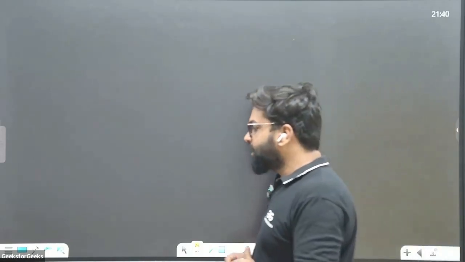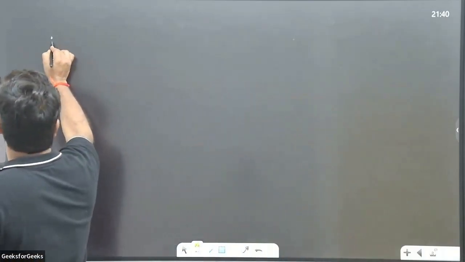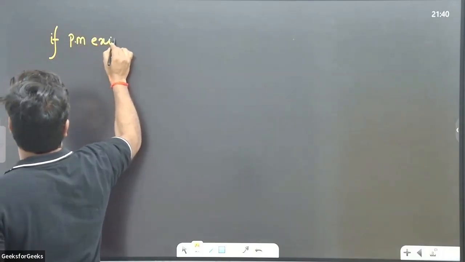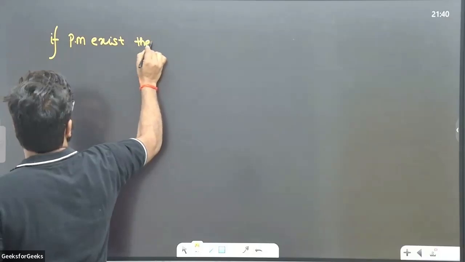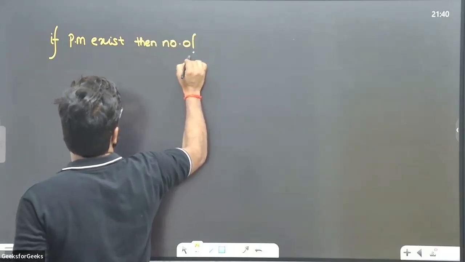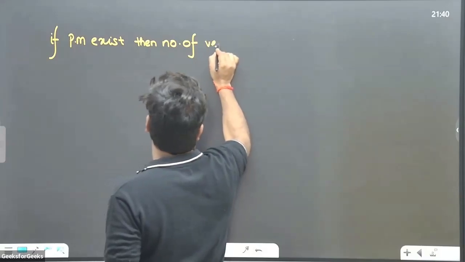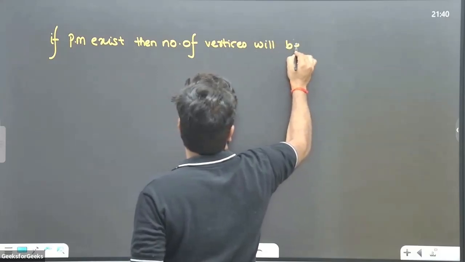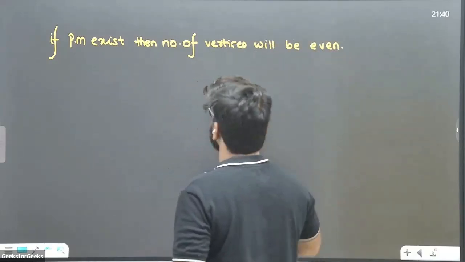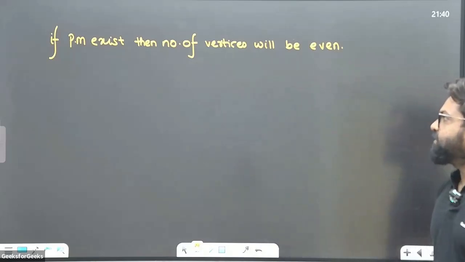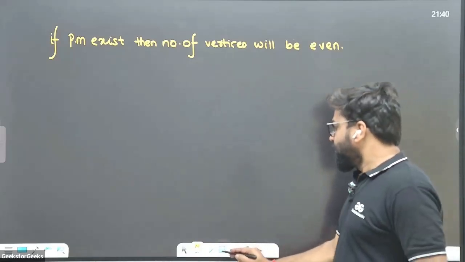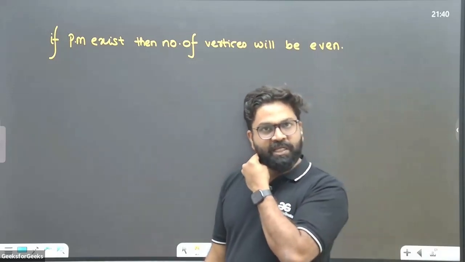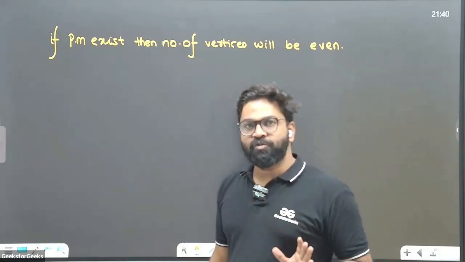And your example is something like this. For example, if perfect matching exists, then the number of vertices will become even. So let's consider that this is nothing but your statement: if perfect matching exists, then the number of vertices will become even.